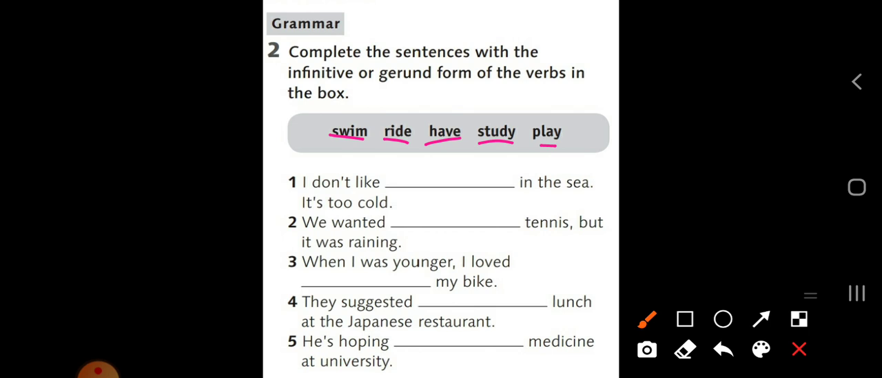Number 1: I don't like ___ in the sea. What do you do in the sea? Do you ride in the sea? Do you study in the sea? Or do you swim in the sea? Of course, I swim. But with the verb like, what do I use? I don't like swimming.